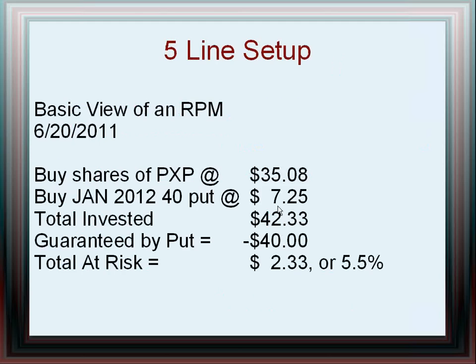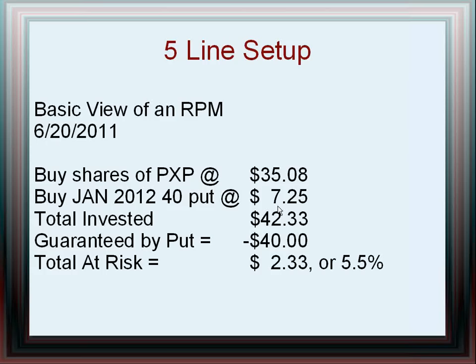Let's move on and talk about a basic view of an RPM. This is the stock and the position that we're going to use for our comparisons today. The stock is PXP, Plains Exploration. On June 20th, 2011, we could buy shares of PXP at $35.08. At the same time, setting up the RPM, we'll buy a January 2012 40 strike put at $7.25. So this put option, we're buying a 40 strike put, and we're looking at June, so we're about 7 months out in time to January 2012.